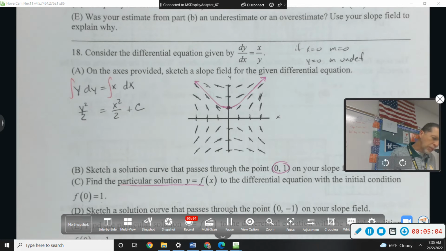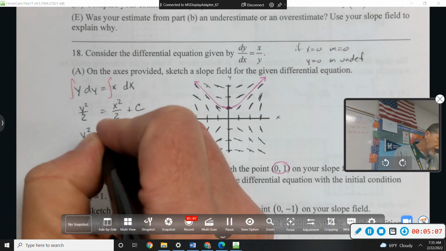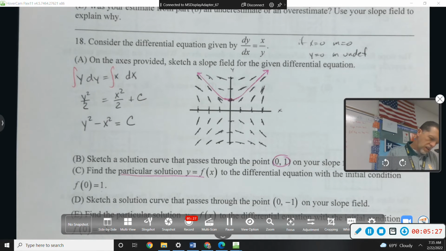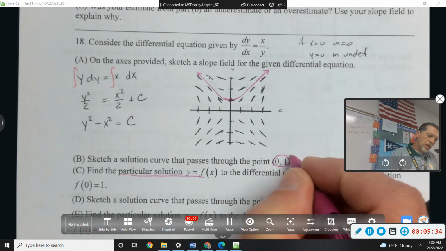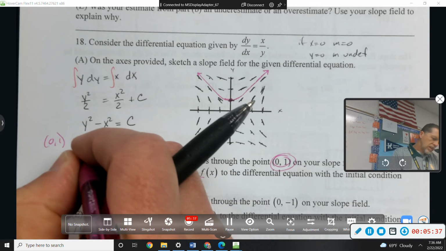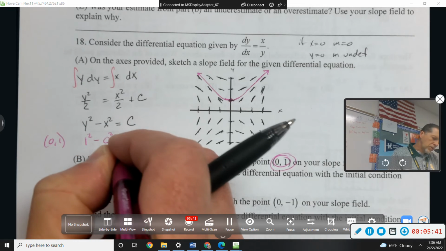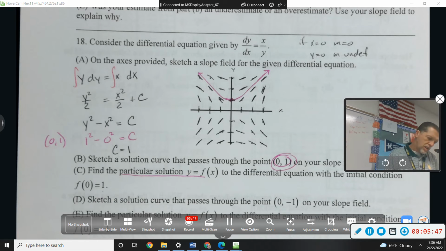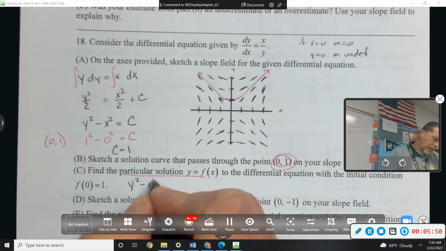To kind of make this look like a hyperbola, let's go y squared minus x squared equals c. I did two steps there, right? Multiplied through by 2 and moved the x squared over. And I haven't figured out what c is yet, so it doesn't matter. 2 times c is still just c. Now, what do I do to find c? Use that point 0, 1. So 1 squared minus 0 squared equals c. So c is 1. And so my solution is y squared minus x squared equals 1.